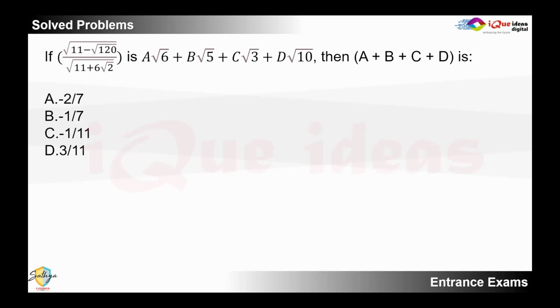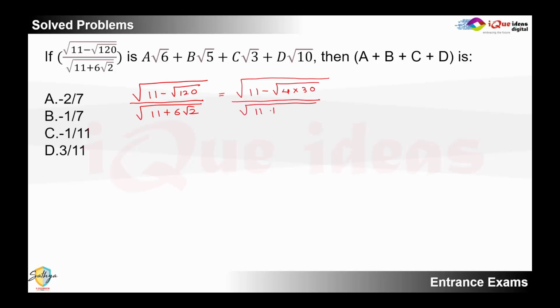Extremely interesting problem. The left hand side is root of 11 minus root 120 divided by root of 11 plus 6 root 2. I could write this as the root of 11 minus root of 4 into 30 divided by the root of 11 plus 6 root 2, which can be written as the root of 11 minus 2 root 30 divided by the root of 11 plus 6 root 2. Now, it would be very interesting to identify how we can simplify this.